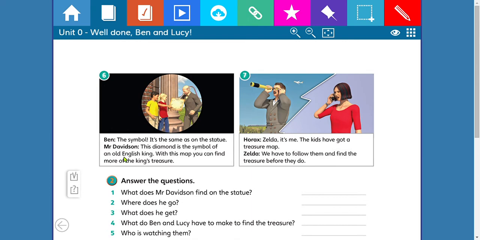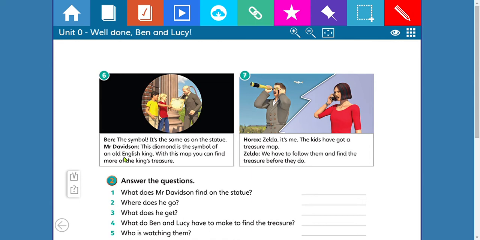Okay? So, at the end, you have to know, my students, the characters. We have 5 characters: Ben, Lucy, Mr. Davidson, Horrocks, and Zelda. Also, you have to know the setting. The setting is what? The amusement park. Also, we have a museum. Okay, and at the end you have to know the plot. The plot is the idea of the story, the plot that the children want to find the treasure. Okay, this is the plot.